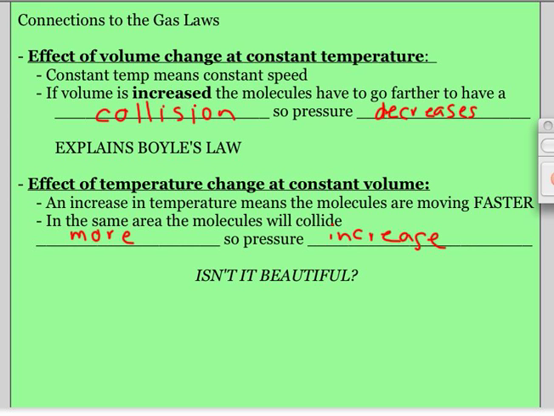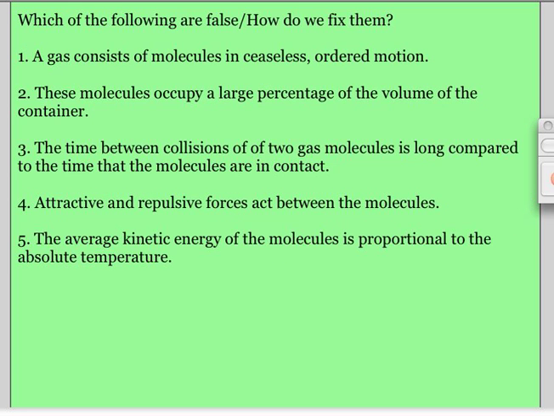So what we're going to do is practice one, and then you're going to do one, and that is that. Okay, so what we're going to do is say, are they true or false, and how do we fix them? So first one, a gas consists of molecules in ceaseless, ordered motion. We're hoping that you said that first one is false. And the problem with it is ordered motion. It's not ordered, it would be chaotic. So you should write false, and it's random motion, all that kind of good stuff.